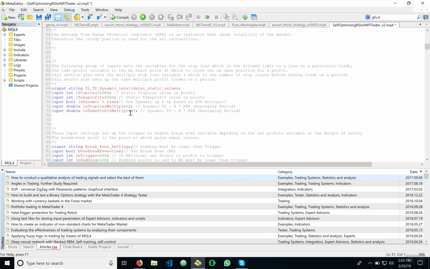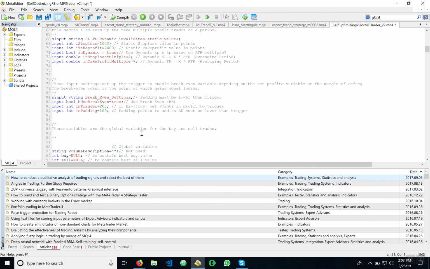Let's go on to the next set of inputs here. These inputs set the stop loss and take profit variables, which are the most important ones here. It sets the stop loss first, which is the allowed limit to a loss on a particular trade, and the take profit variable, which is the exact price at which to close out an open position for a profit. It also sets the multiple stop loss variable, which is the number of stop losses before ending trade on a particular period. Okay, now let's move on to our next set of inputs here.